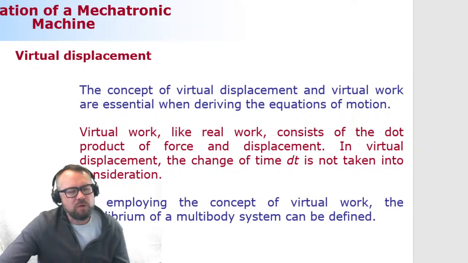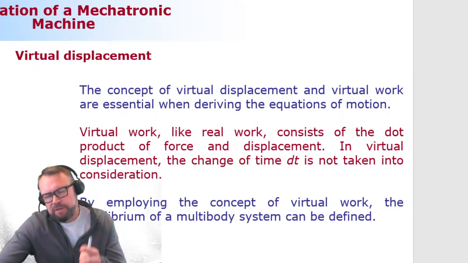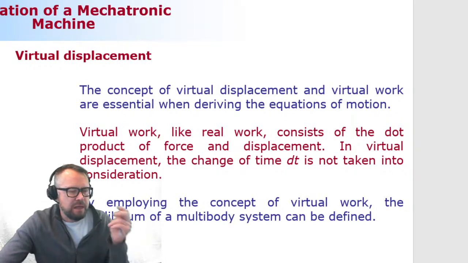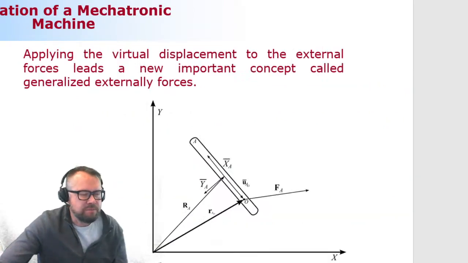We need them to create the equation of motion, and more specifically, to create this mapping between the global coordinates and generalized coordinates. Now, how are we going to do this? Let's take a look at an example.